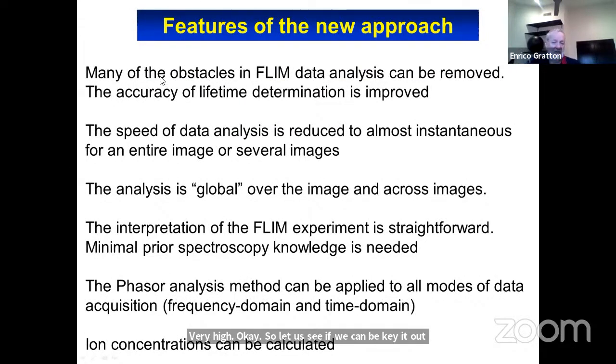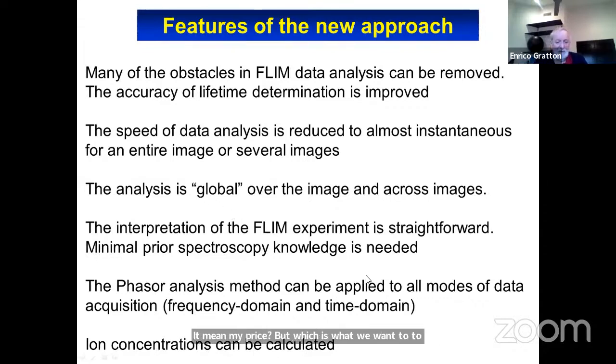Many of the obstacles of filters can be removed using this conversion to phasor and to the frequency domain. The accuracy of the determination is improved because we can determine exactly where a point is. The speed of the analysis is reduced to almost instantaneous for the entire image, or several images. You can load several images and analyze all of them simultaneously. And this is very important because, for example, in the ratio, you can see which cell will produce more FRET and less FRET. For the interpretation of the FLIM experiment, minimum prior spectroscopy knowledge is needed, which is what we want to have.